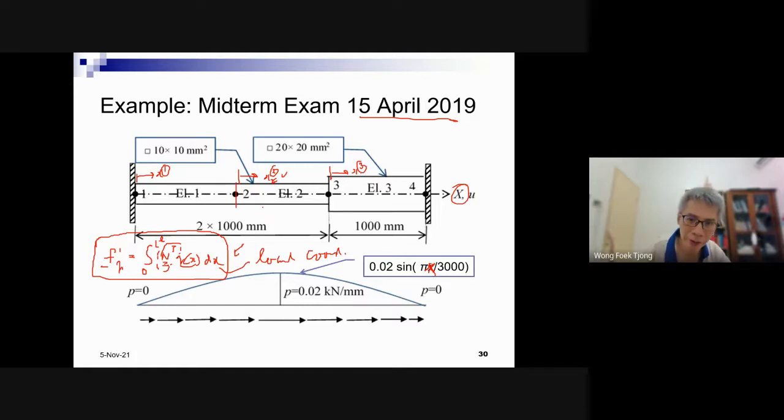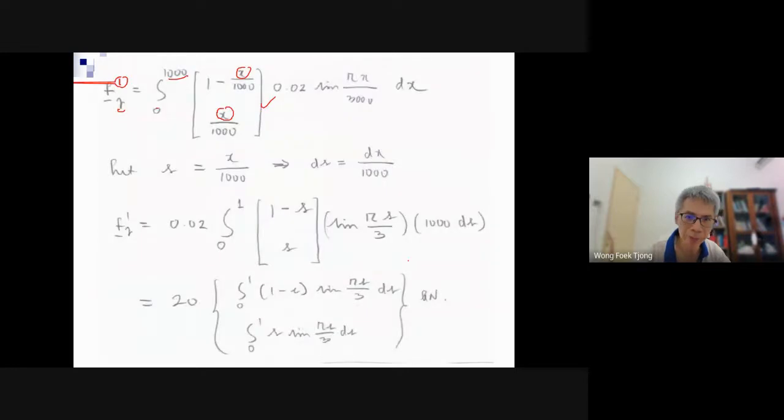Okay, later. And the third, the loading for element number 3, we should be very careful. It's a little bit difficult, but the difficulty is in mathematics, not in the finite element concept. How to calculate the integrals now.